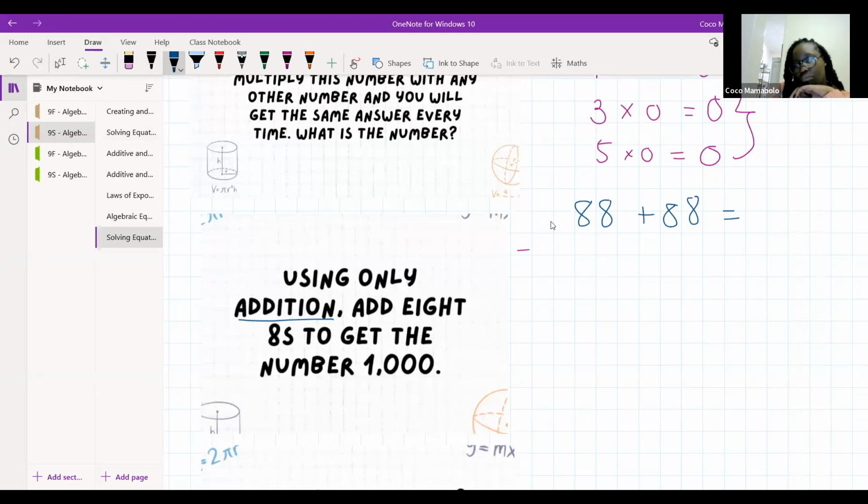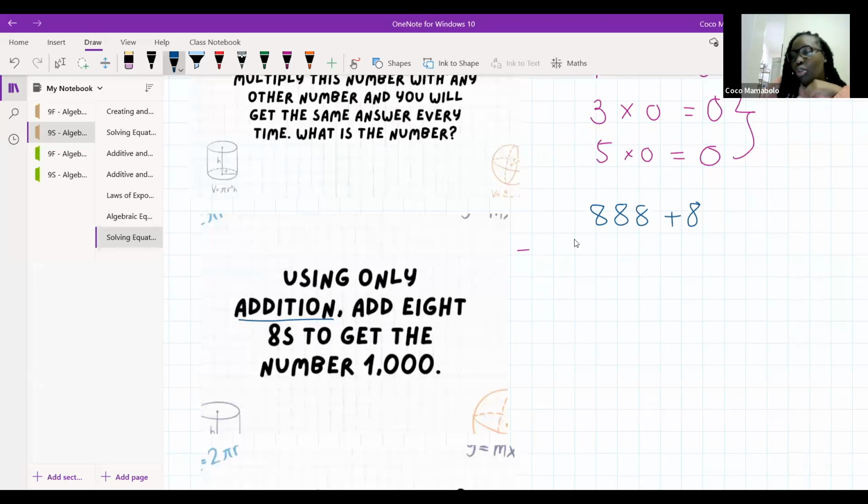88 plus 88, ma'am. You'll get 176. Good, I would get 176. So do you see how the more 8s I add, the number gets bigger? Oh, Leia's got the answer. Well done. Do you see that? What if I did this, Kwezi? What if I went 888 plus 8? 8 plus 8.